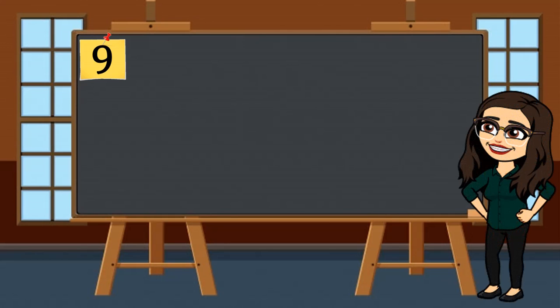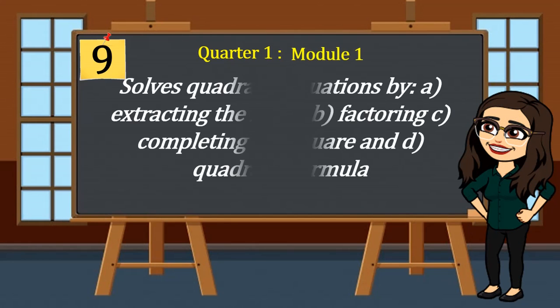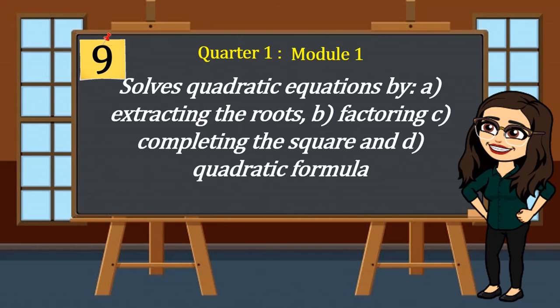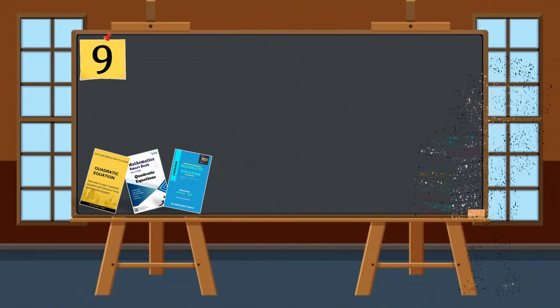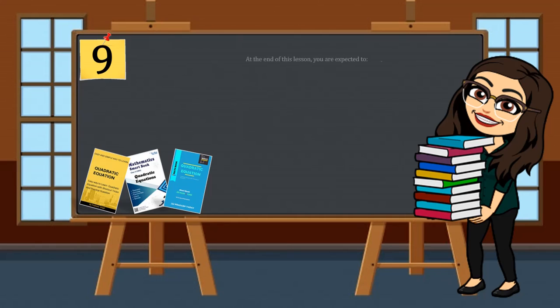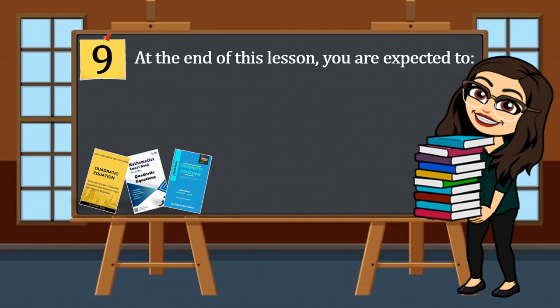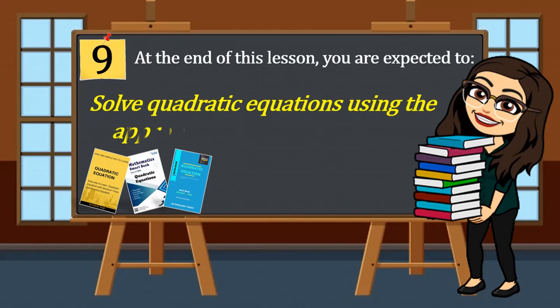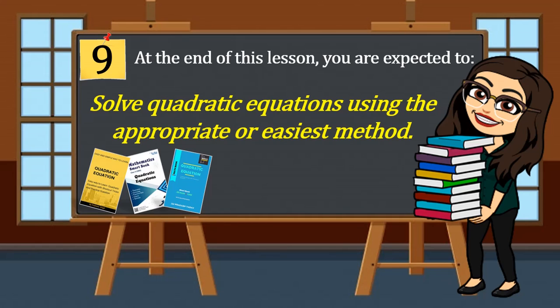For the continuation of Quarter 1, Module 1, we have the second learning competency: solves quadratic equations by extracting the roots, factoring, completing the square, and quadratic formula. Our objective for this learning competency is that at the end of this lesson, you are expected to solve quadratic equations using the appropriate or the easiest method.